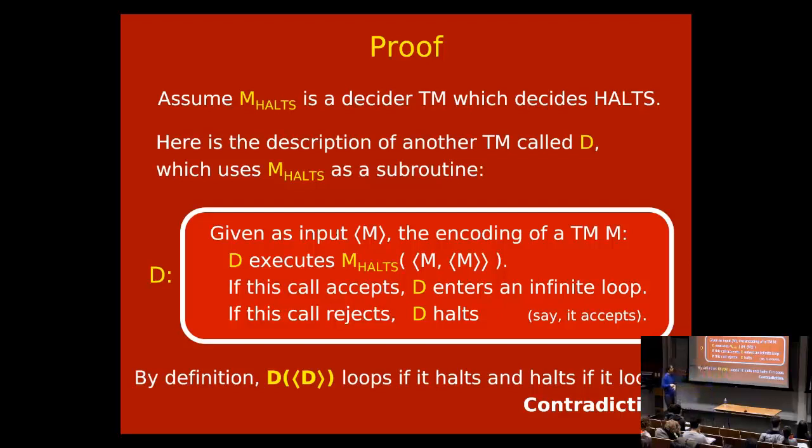So if you had this Turing machine M some halts, then this is really like a 5-line piece of code that calls this as a subroutine. And you can get a contradiction just by imagining what would happen if you ran D on itself. So how does that work?